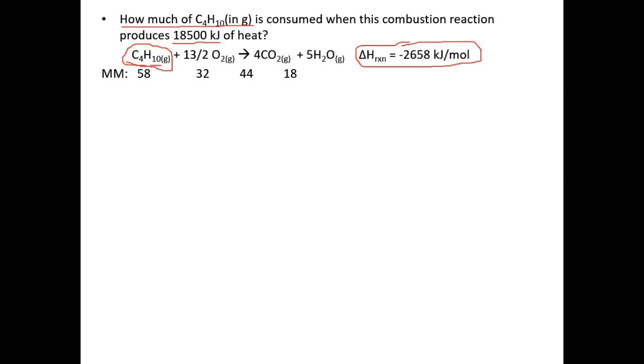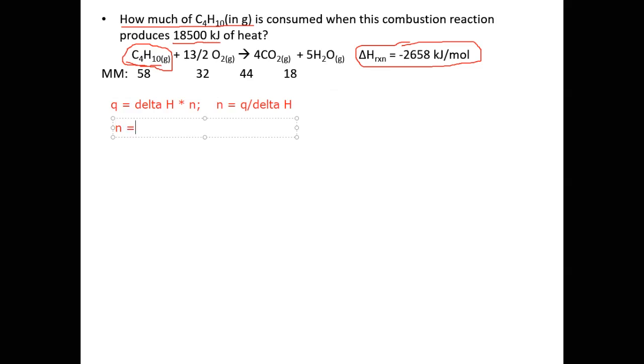So remember from our equation, Q equals delta H times n. In order to know the amount of butane that is used, we have to rearrange this equation, and n, which is moles, equals Q divided by delta H. So if we know the Q and we know the delta H, we can find the number of moles.